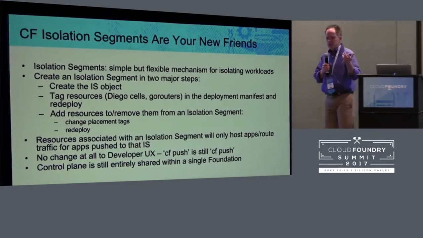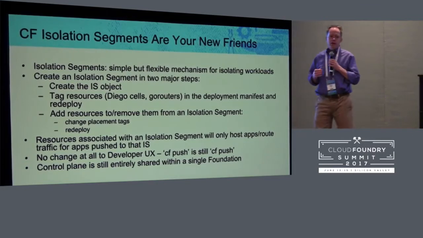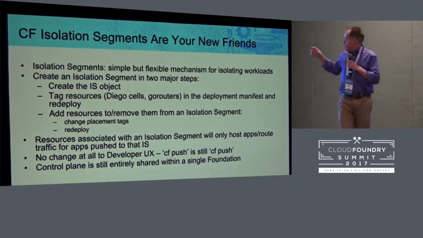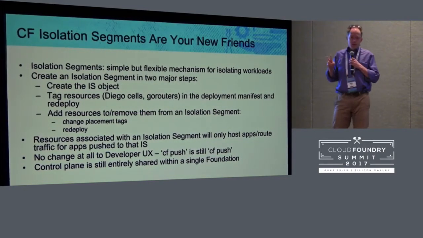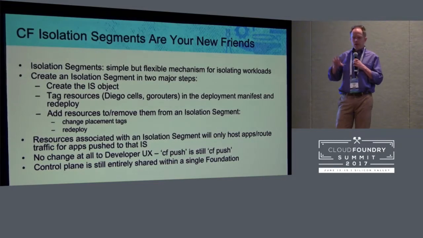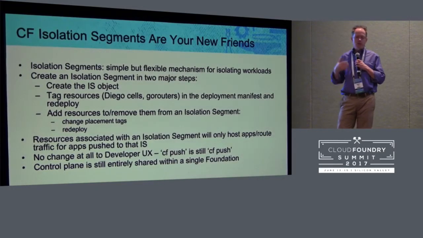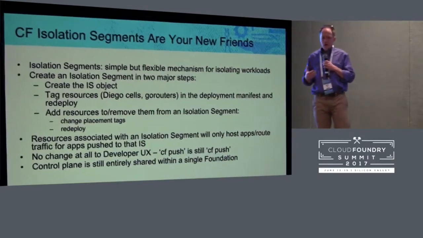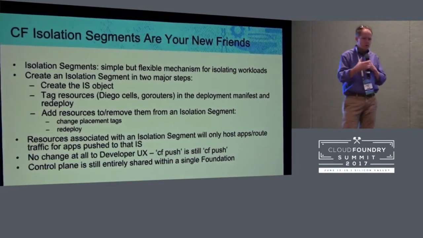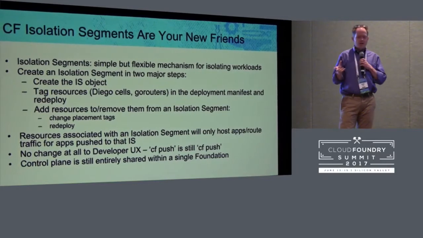So CF isolation segments, they're your new friends. Two big things we wanted from the get-go were simplicity and flexibility. From the very start, we wanted to make them as easy to use as possible. There were a lot of things we could have done, but as we were exploring them, things got complex really fast.